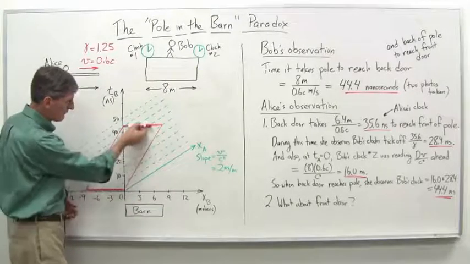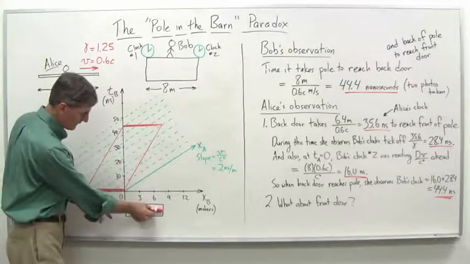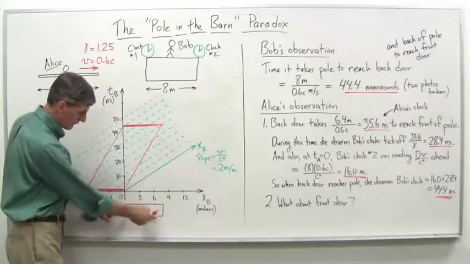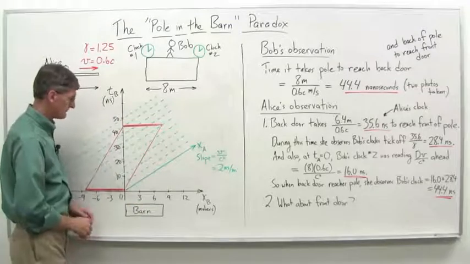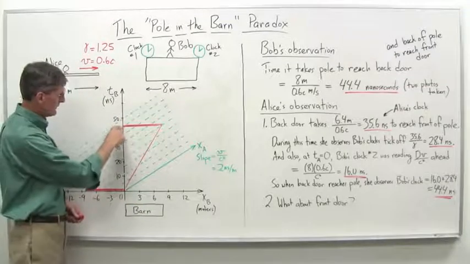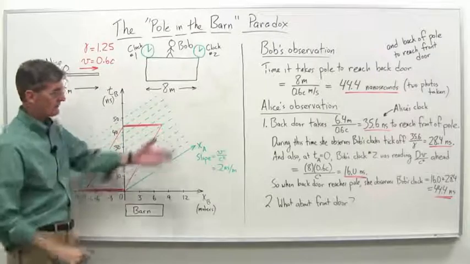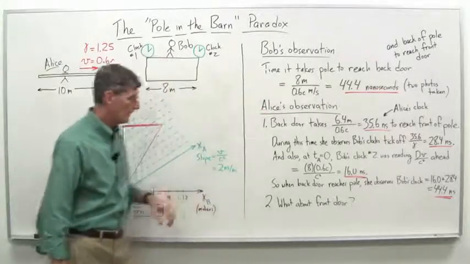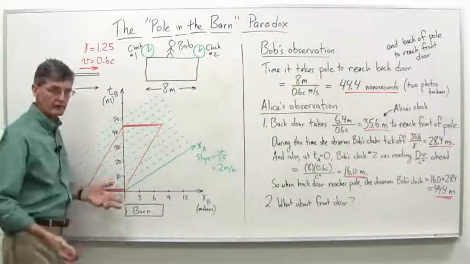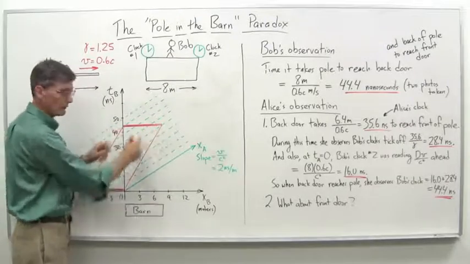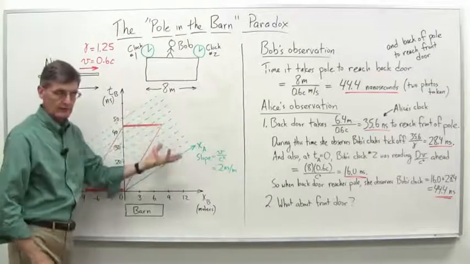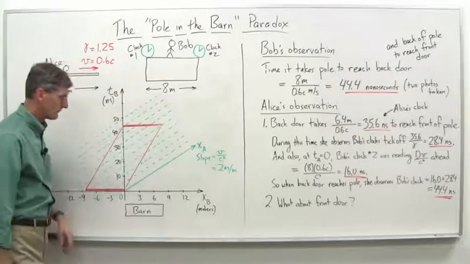And then when it reaches this point right here, it's reached the end of the barn, and of course it fills up the whole barn from one end to the other from Bob's perspective. And note this is at about 44 nanoseconds, just as we had over here, 44.4 nanoseconds is when the photographs were taken by Bob. So he has one clock at each end, one clock here and here, that take the photographs of each end and get the 44.4 nanoseconds.